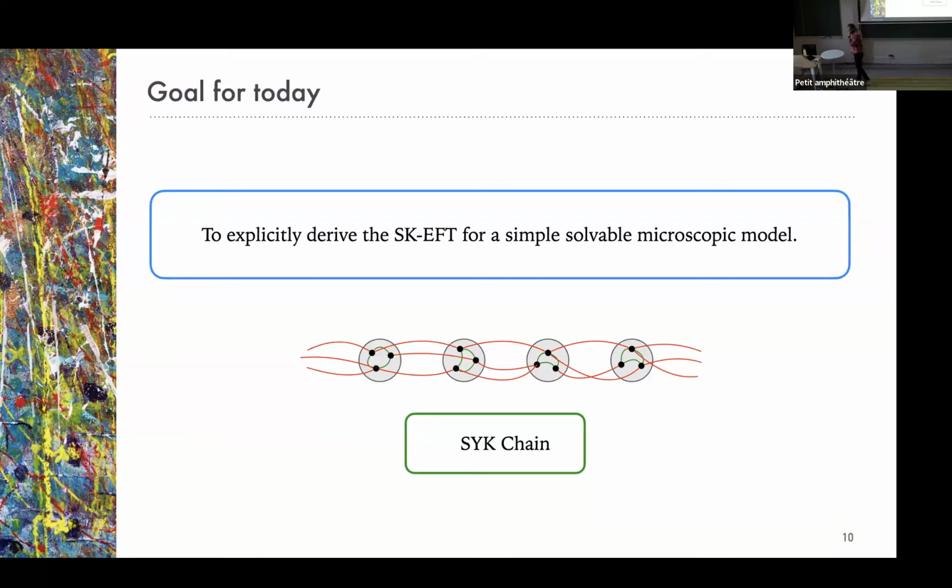And you can ask me why I'm doing this particular model. There are many other options I could have chosen, but in this case, I'm going to look at something known as SYK chains. So here are some interacting models, a one-dimensional interacting model, which is simple enough and solvable enough that you can actually derive things.